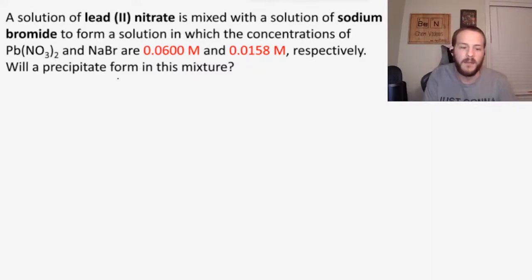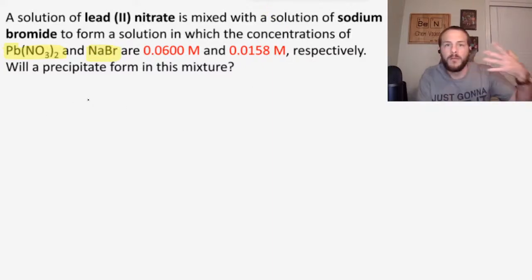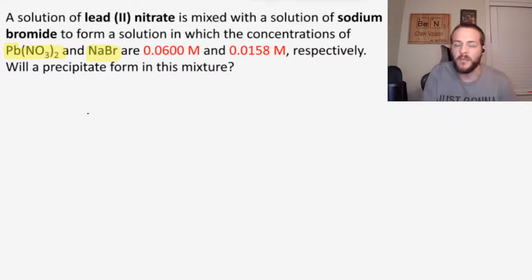So we have this lead(II) nitrate, and I'm going to highlight these real quick just so that we all understand what's going on here. There's the formula for the lead(II) nitrate, and there's the formula for the sodium bromide. So the question is, what are the possible products that we can get from mixing these two aqueous solutions together?